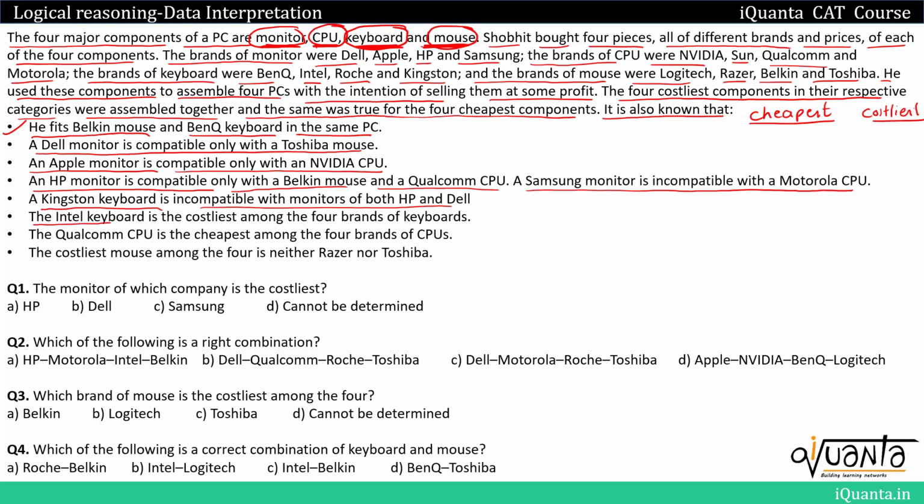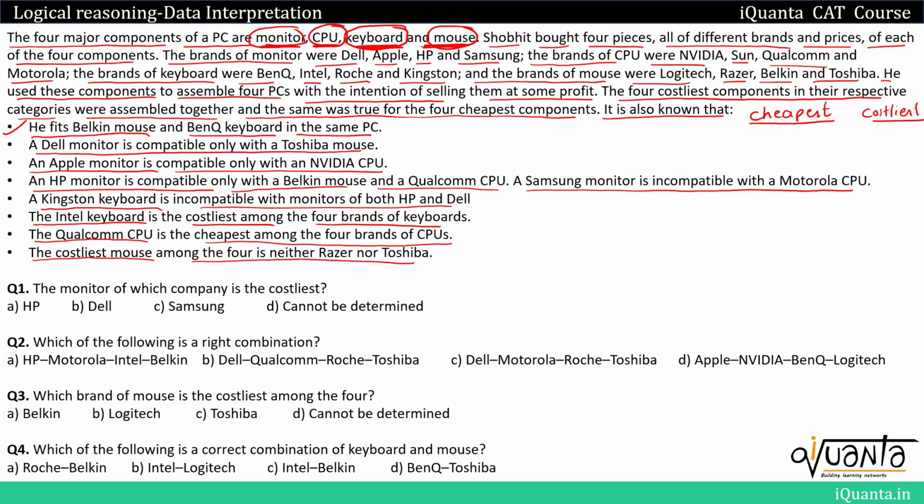The Intel keyboard is the costliest among the four brands of keyboards. So this is a very important clue. We know one of the costliest components, the keyboard. The Qualcomm CPU is the cheapest among the four brands of CPUs. So basically wherever a costliest component occurs, we can say that that particular PC is the costliest, or the cheapest. The costliest mouse among the four is neither Razer nor Toshiba. So we have enough clues over here.